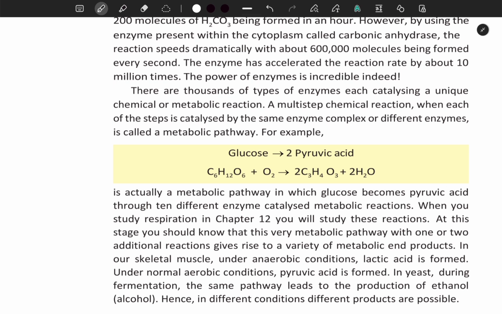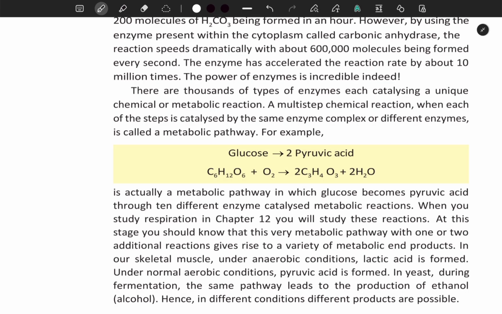There are thousands of types of enzymes, each catalyzing a unique chemical or metabolic reaction. A multi-step chemical reaction, when each of the steps is catalyzed by the same enzyme complex or different enzymes, is called a metabolic pathway. For example, glucose gives 2 pyruvic acid, that is C6H12O6 plus O2 gives 2C3H4O3 plus 2H2O, is actually a metabolic pathway in which glucose becomes pyruvic acid through 10 different enzyme catalyzed metabolic reactions. When you study respiration in chapter 12, you will study these reactions.